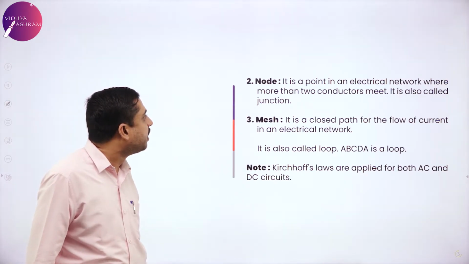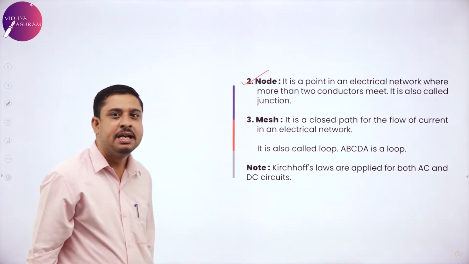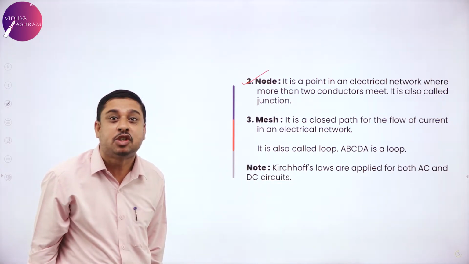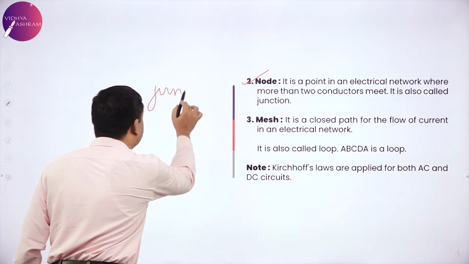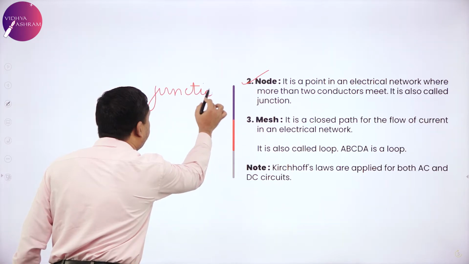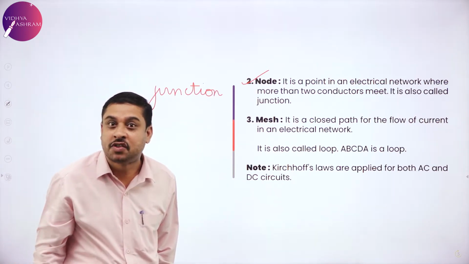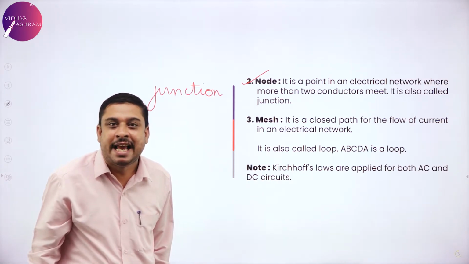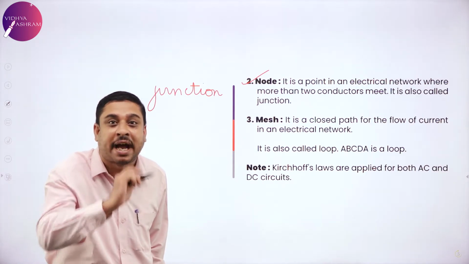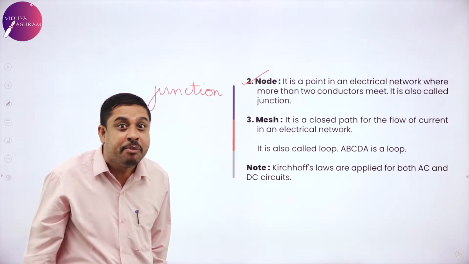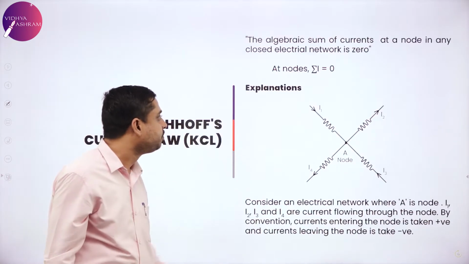Now, the second one is a very, very important term, something called a node, or the node is also referred to as a junction. Kirchoff's current law is called the law of nodes, the law of junction. Therefore, very important for us to understand what is a node.